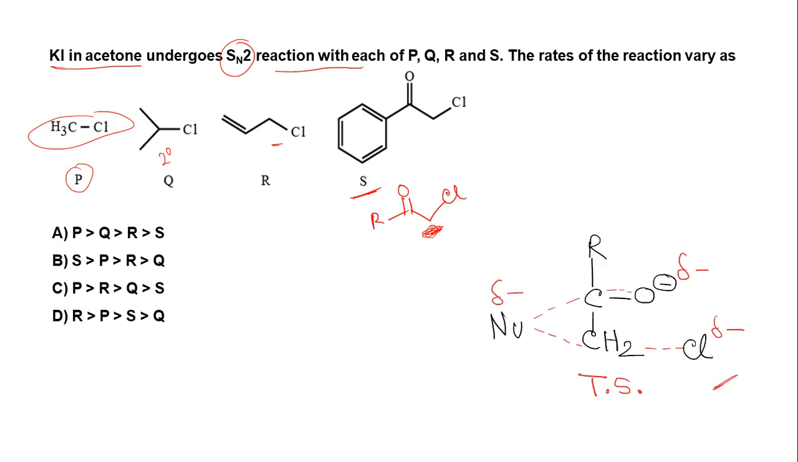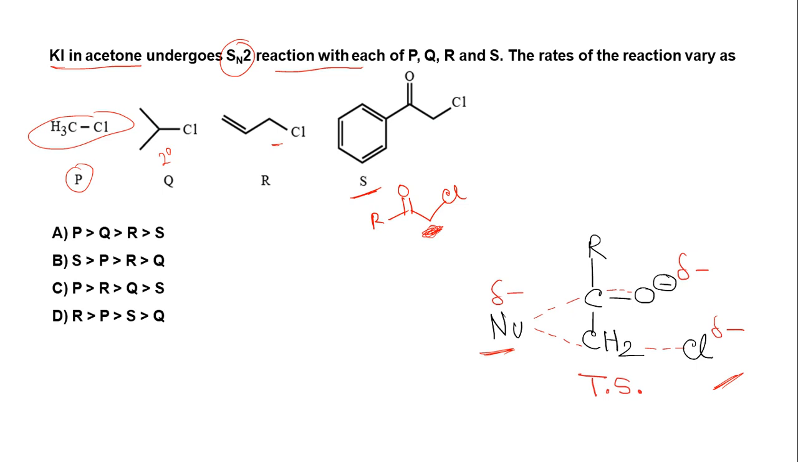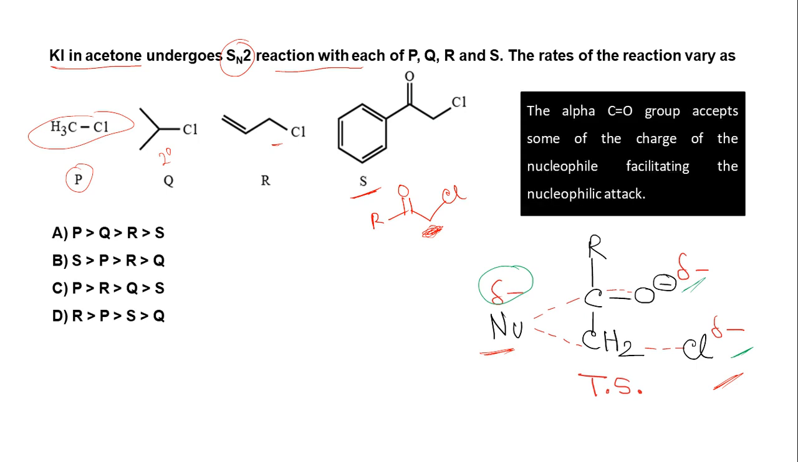RCOCH2Cl I have written in this way. This is the transition state when the nucleophile is attacking. So here the negative charge of the nucleophile is distributed onto this CO, because this is the pi bond, it can be broken. So it is distributed like this. This is the transition state. Because of this delocalization of the charge on the nucleophile, this is a very stable transition state. So that is why activation energy will be less and it will be giving maximum rate.